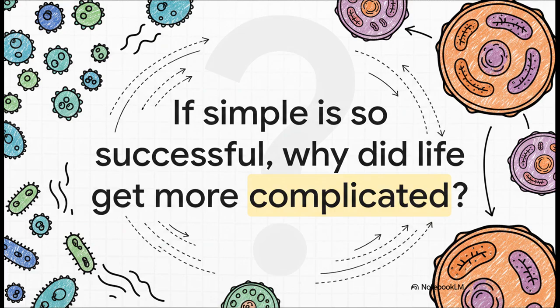And that kind of leaves us with one final mind-bending thought. Prokaryotes, with their simple design, have been wildly successful for billions of years. They still dominate the planet in sheer numbers. So why did life ever bother getting more complicated? Why even invent the eukaryote in the first place?